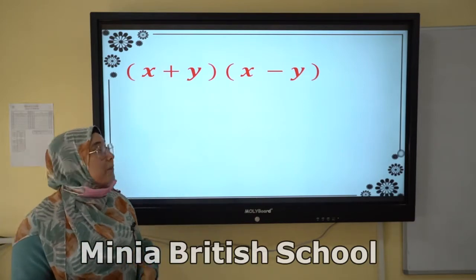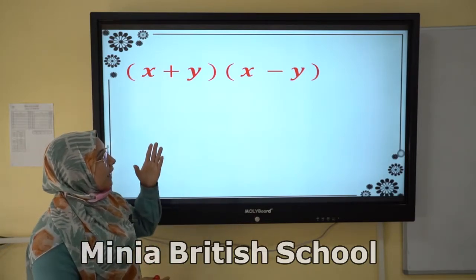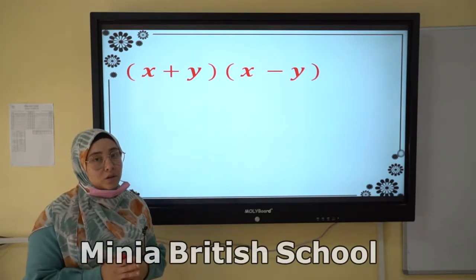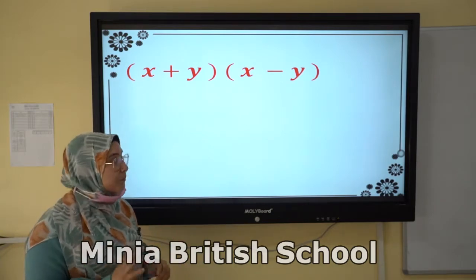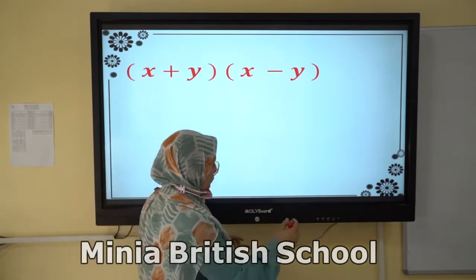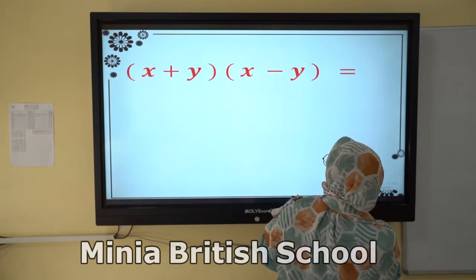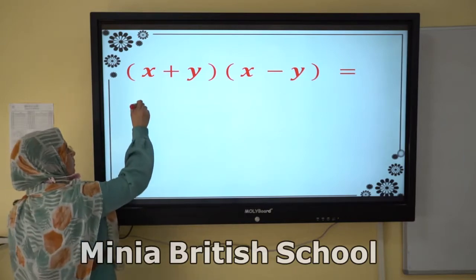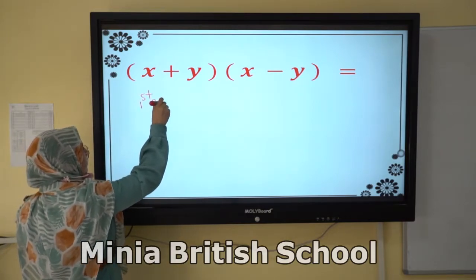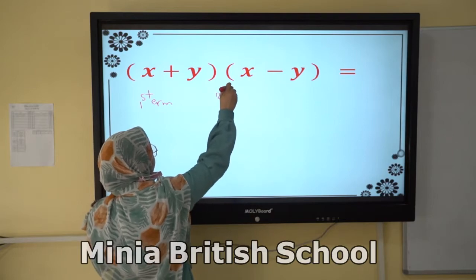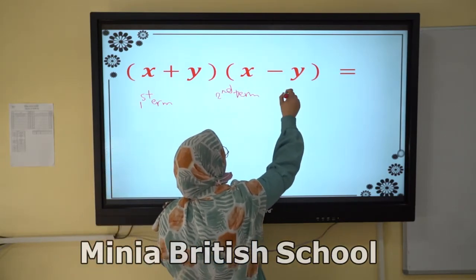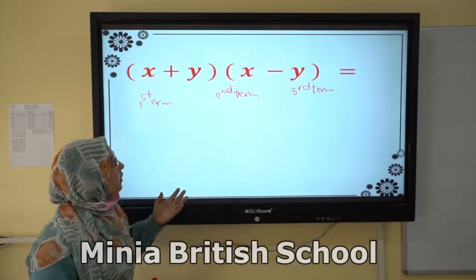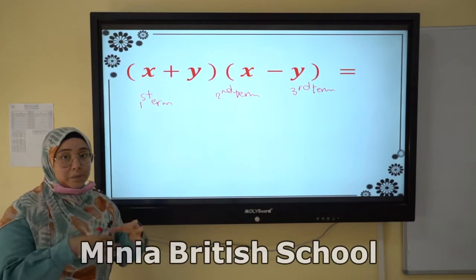Here, in the first, if we multiply x plus y and x minus y together, we get an expression consisting of three terms: the first term, the second term, and the third term. We can multiply the two binomials here with the inspection method.